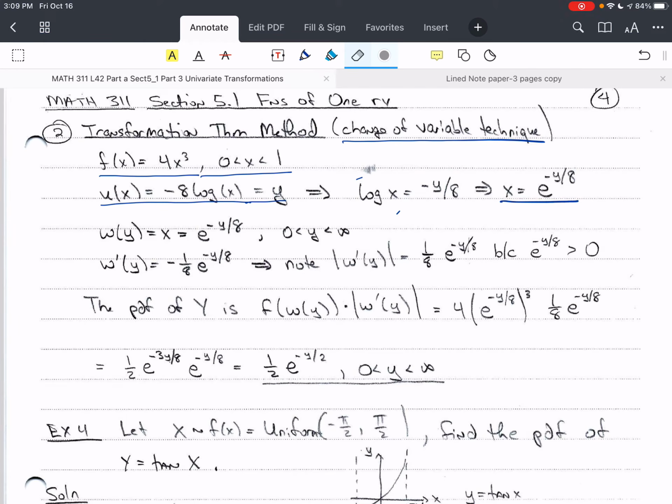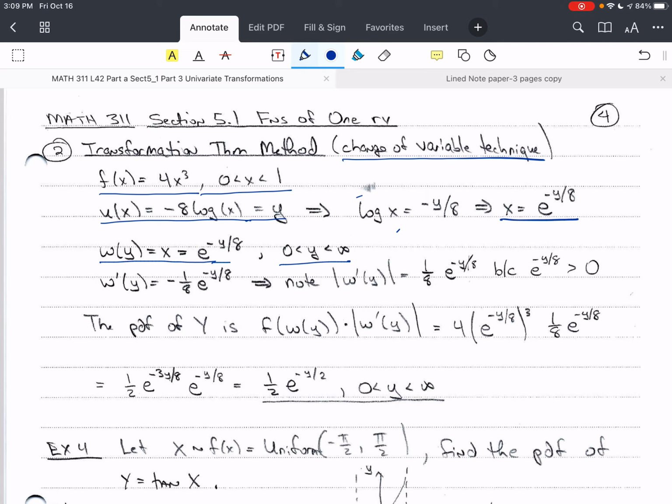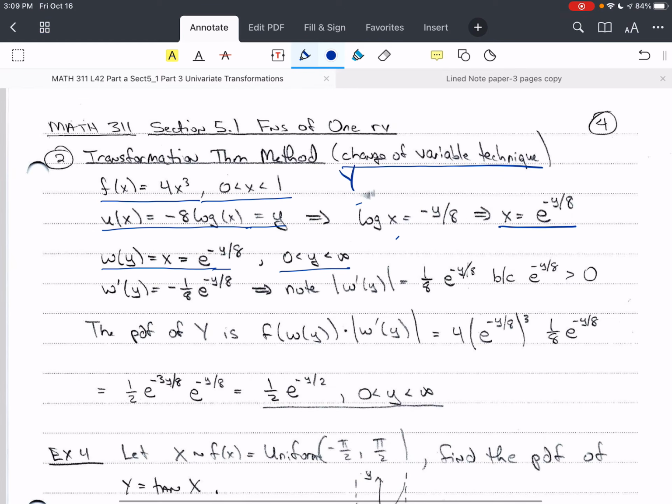And so we're going to set that as w of y. W of y, which is equal to x, is equal to e to the negative y over 8. And y is going to be between 0 and infinity. So when we plug in, we did that last time, for y equals negative 8 log x, when x is 0, then log x goes towards negative infinity. You can't take the log of 0, but it approaches negative infinity. So negative times negative is positive infinity. And if we plug in 1, log 1 is 0, so 0 times negative 8 is 0. So that's how we got the range of y here.